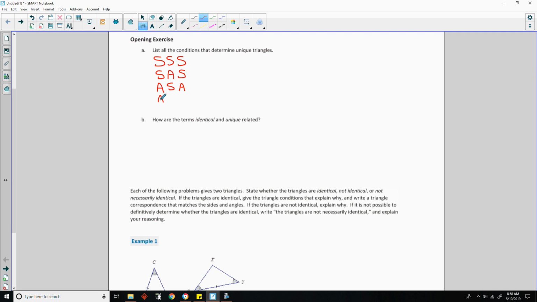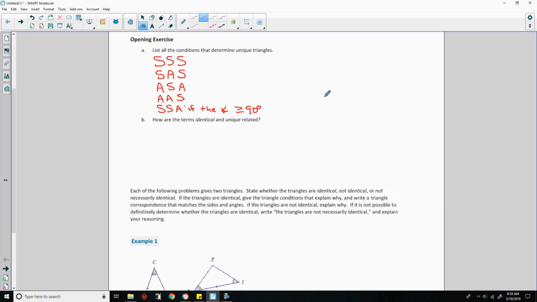And the next one is if we have two angles and a side opposite one of those given angles. Angle, angle, side. And then two sides and a non-included angle, provided the angle is 90 degrees or greater. So that's SSA, if the angle is greater than or equal to 90 degrees. Remember, an acute angle does not guarantee that.